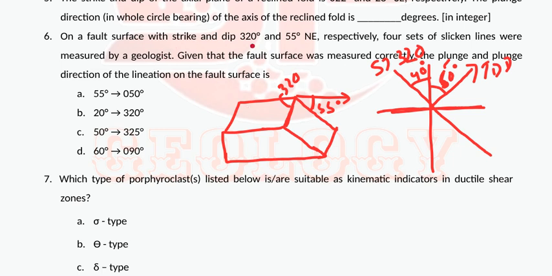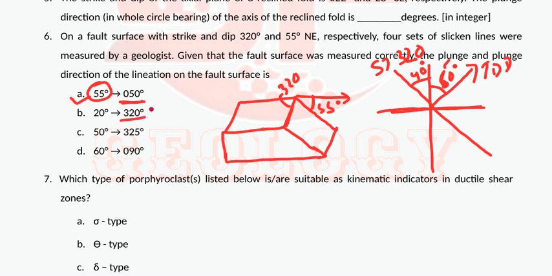On a fault surface with strike and dip given, the strike is given as 320, understood? So the true dip direction will be towards 050 because it is given towards northeast. So the true dip direction is towards northeast. It will be 050, or north 50 degree east. So any line that plunges in that direction will have a dip equal to the true dip. So here 55 degree towards 050 will be the correct one because 050 is the true dip direction. So any line that plunges in that direction will have a dip of 55 degree.